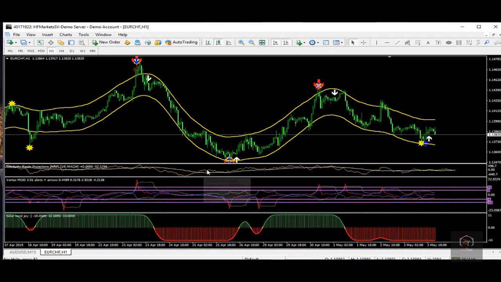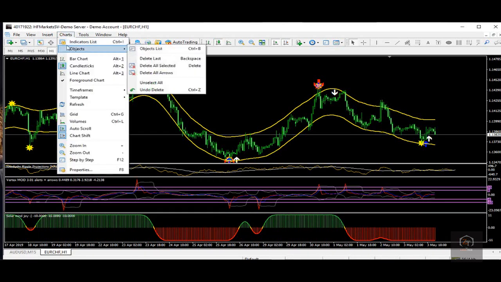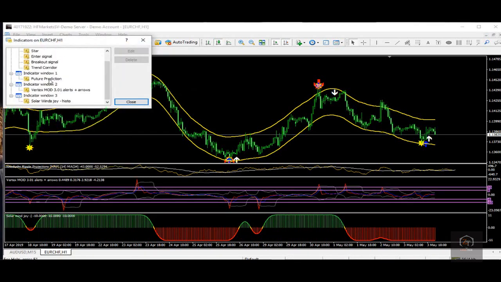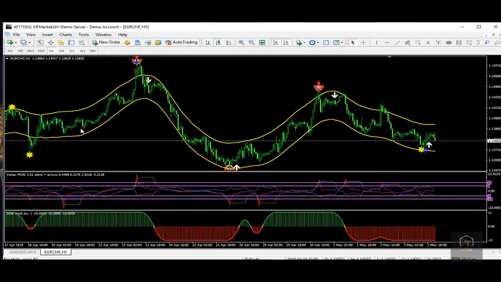So I use this to, let me remove this future prediction. Let me not confuse you guys. Future prediction, delete, better, good. I'll not confuse you guys. So this is a valid signal in the 1 hour time frame. When I entered it, I'm sure of at least a number of pips.